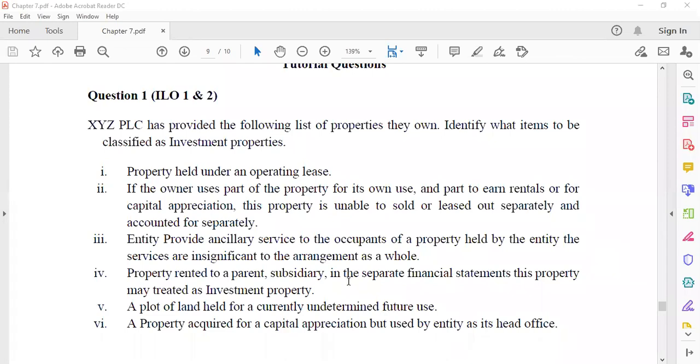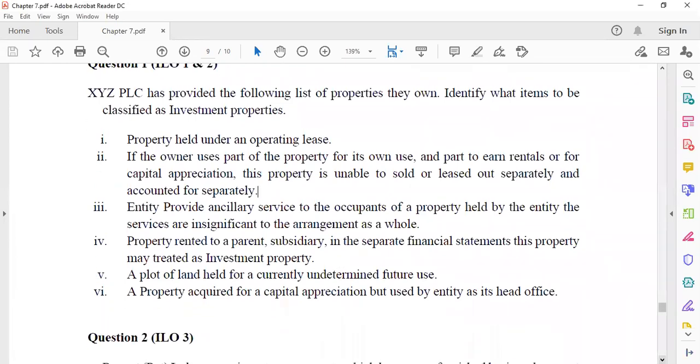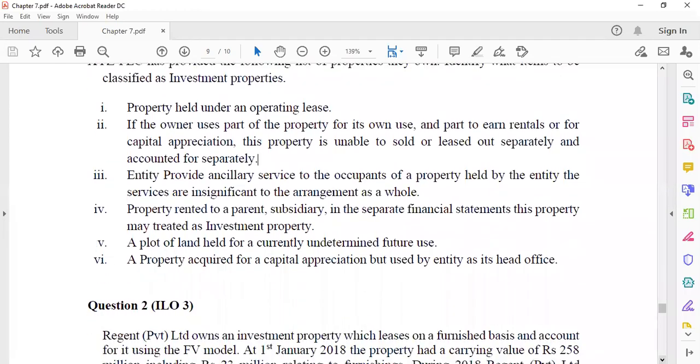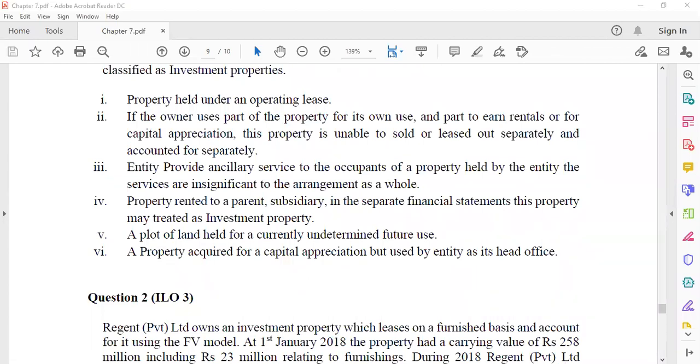But here the question asks about the separate financial statements of the parent. No problem, it's an investment property. Okay. The next one: a plot of land held for a currently undetermined future use.